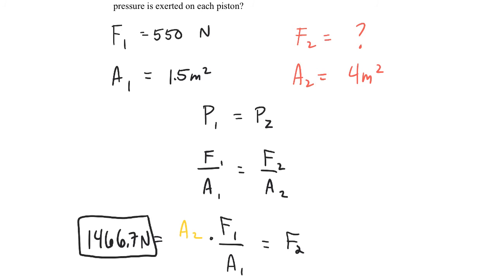Now, we don't subtract these numbers to find the difference. What do we do instead? I want a ratio. Divide. Very good, Sarah. So take your answer that you got, 1466.7, divided by 550, please. Steve? 2.6. 2.6 is my mechanical advantage.